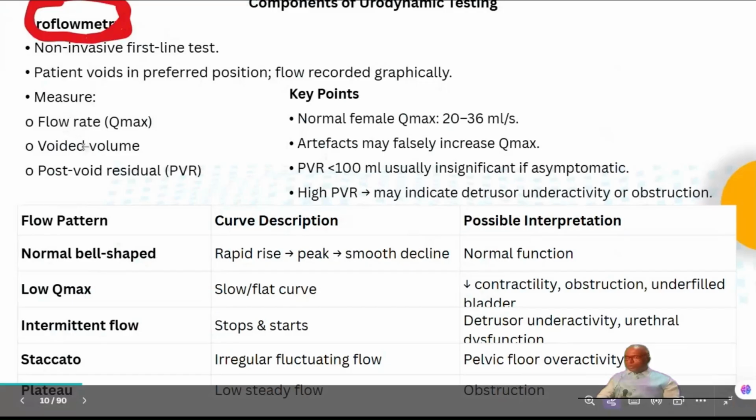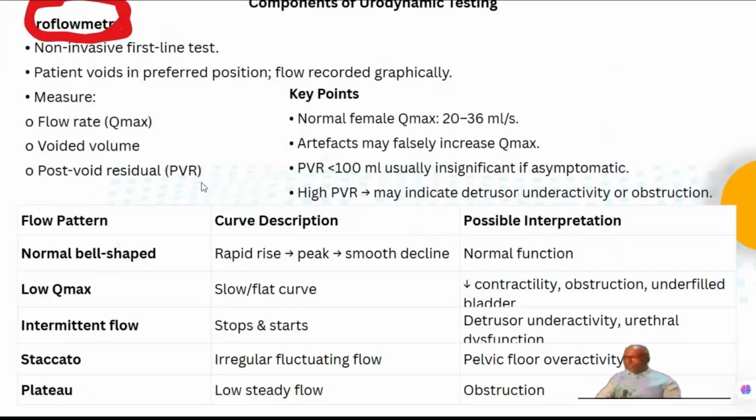So we'll measure the flow rate, voided volume and post-void residual volume. Now, these normal values you should remember: normal female Qmax is between 20 to 36 ml per second. Artifacts may falsely increase the Qmax, and post-void residual volume should be less than 100 ml. Usually it is insignificant if the patient is asymptomatic. So if the volume is less than 100 ml and the patient is asymptomatic, then it is not significant.